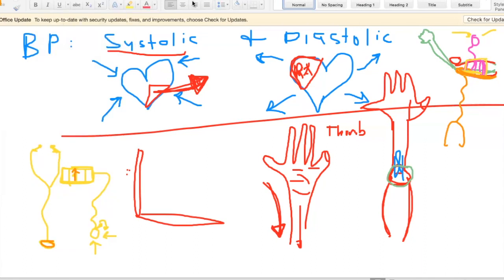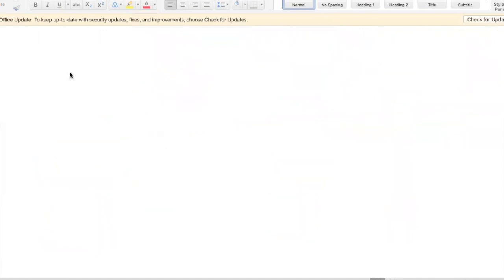Let's explain what's going to happen. If you've ever done a blood pressure, you'll notice that in the beginning you're not going to hear any sound. You put the sphygmomanometer on, you put the cuff on, and you're not going to hear anything.